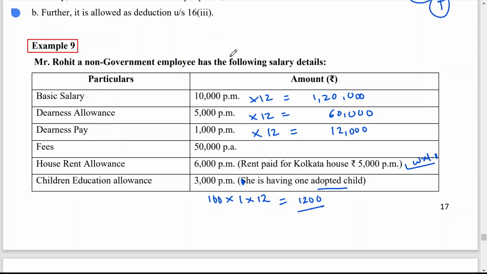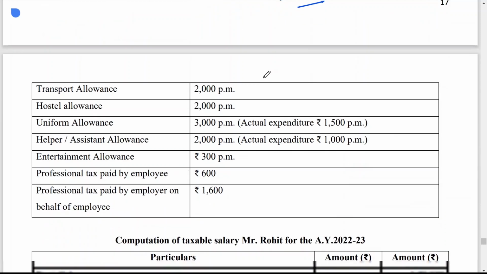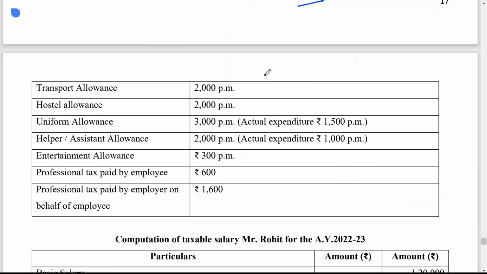We will do the same in a question also, just I am explaining. Transport allowance. Transport allowance deduction is not available to Mr. Rohit because he is not physically challenged or some category is not mentioned here. So per month, so you have to again multiply by 12. So 24,000. Every figure, if it is per month is given, you have to multiply by 12.